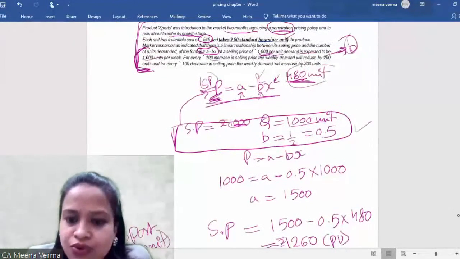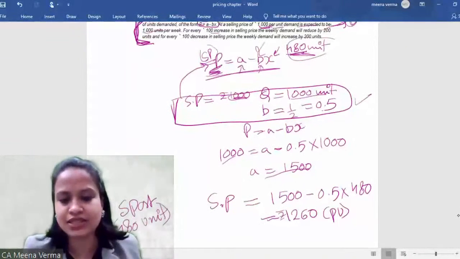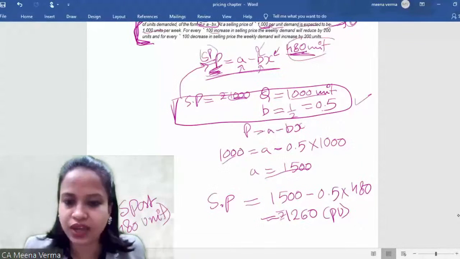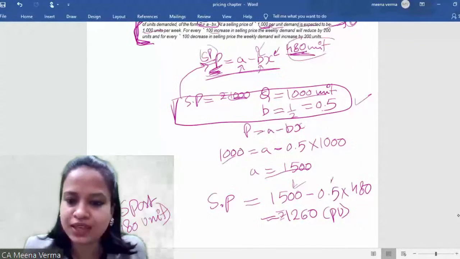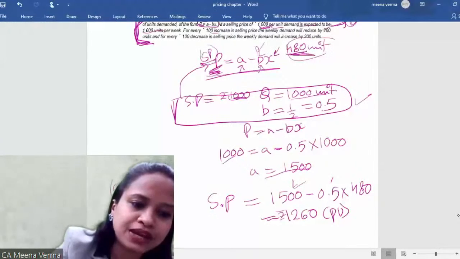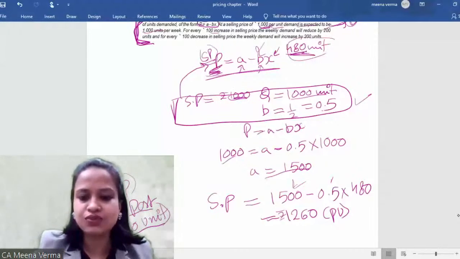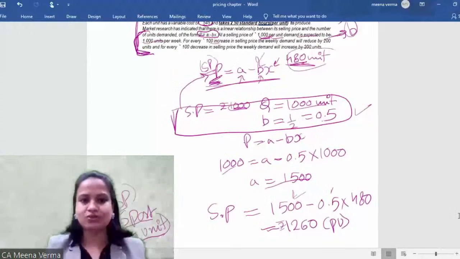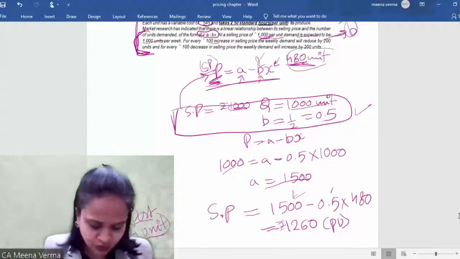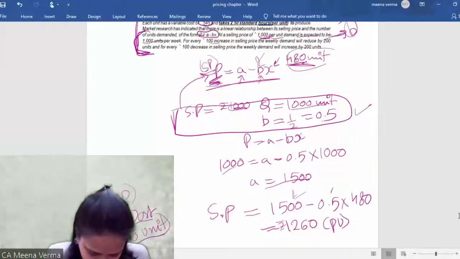You can see, first we have to find A. A will come as 1500. Then we have to find the selling price. We will put the value of A and the value of B, and we want to find the selling price for product sport for 480 units. So the answer will come as 1260. See this calculation, take a screenshot, and tell me where you are wrong. And for the next, for the ethnic product, quickly tell me which strategy is good.